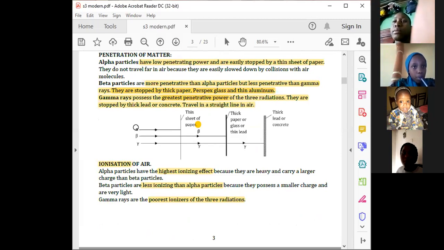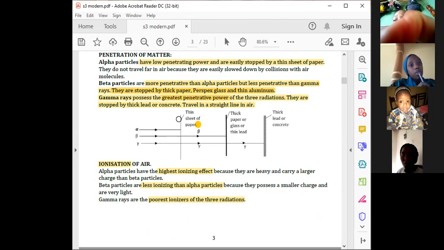Yes. This is an alpha particle, right? This symbol represents alpha. Only going to stop on the first phase. So the first phase represents a sheet of paper that is very thin. So only alpha can be stopped by a thin paper, but beta and gamma will continue to penetrate. That's why we are saying that the penetration power of alpha is smaller or less than beta.